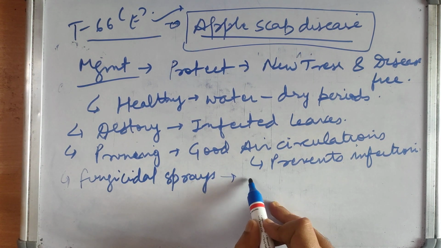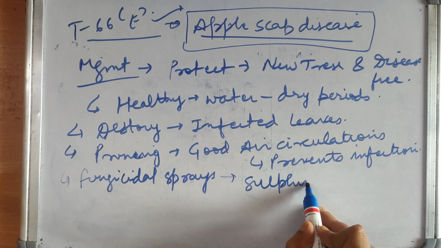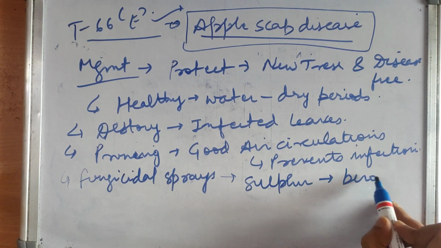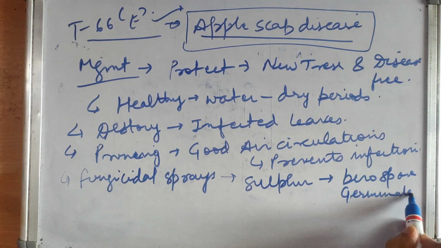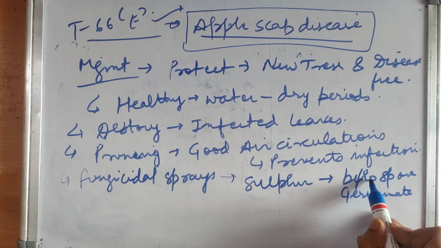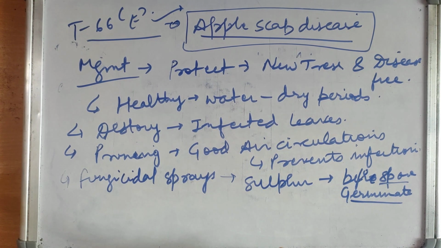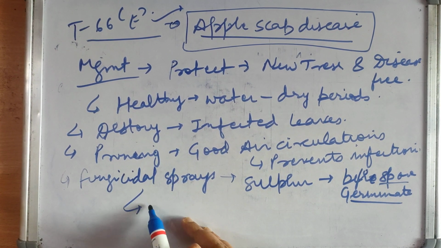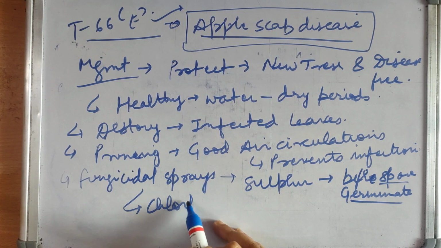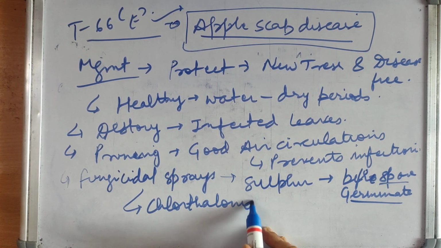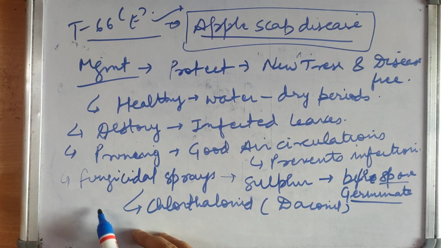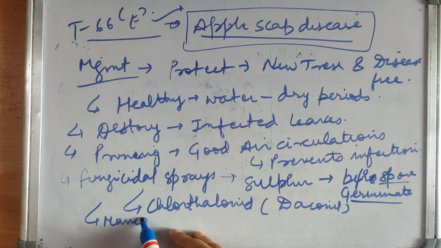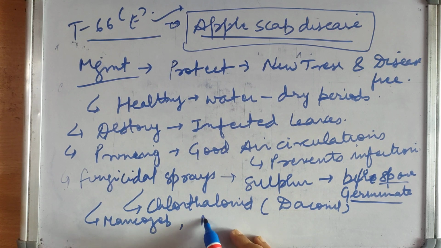We can also provide fungicidal sprays. We will use sulfur before spores germinate. We will use chlorothalonil, that is Daconil. We will use mancozeb. So these are some fungicidal sprays.